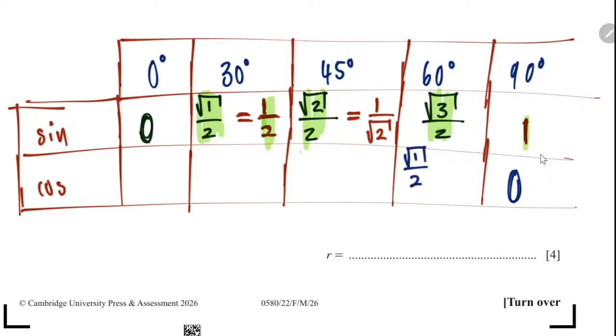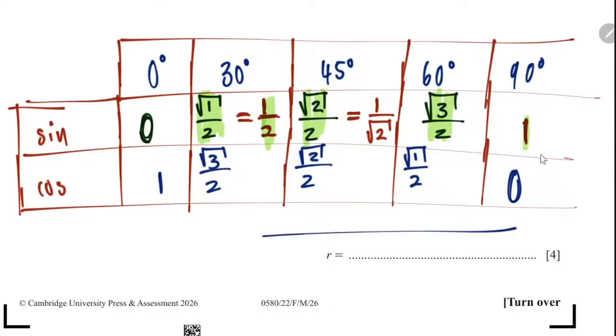Then here, root 2 over 2. Then here, root 3 over 2. Then 1. So cos counts backwards. It's the same thing, but it counts backwards.